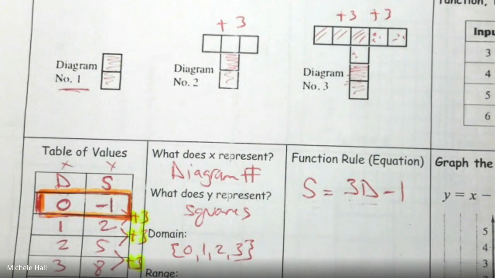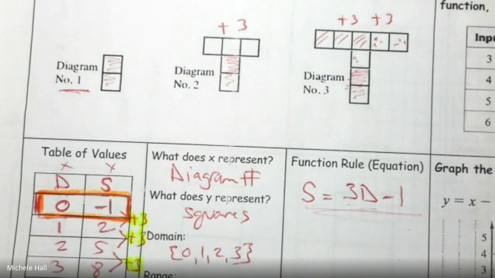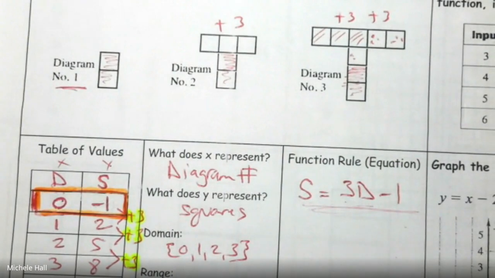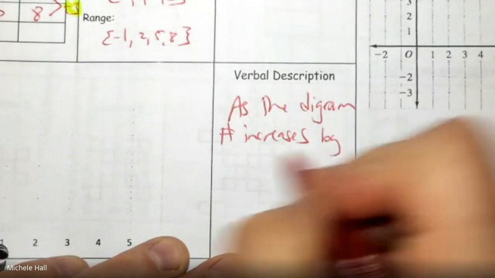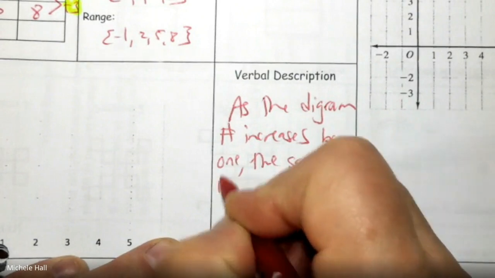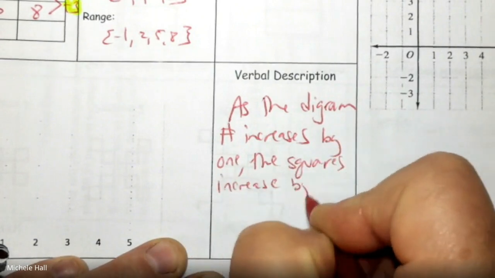And so I will probably give extra credit for anybody who actually is describing what the picture is doing. I won't mark it wrong when you say squares equal 3 times the diagram number minus 1. I won't mark it wrong unless you have X and Y there. I'll have to take off points for that. You've got to make sure that you're using the correct variables. And then if you want extra credit, you would actually describe the picture. As the diagram number increases by 1, the squares increase by 3.